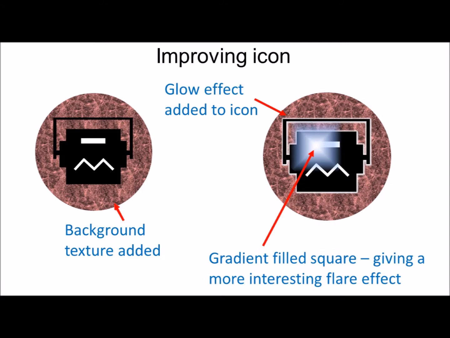Other things I've done is improving the icon. On this one I've changed it from being a standard red colour, and I've done a textured background to the icon. I've also put a glow effect around the icon and done a gradient filled square, so that it gives a lens flare effect to the eye, so it just looks a little bit more dynamic.